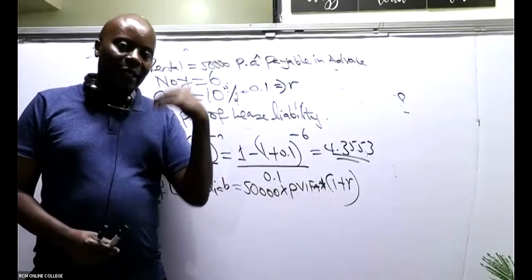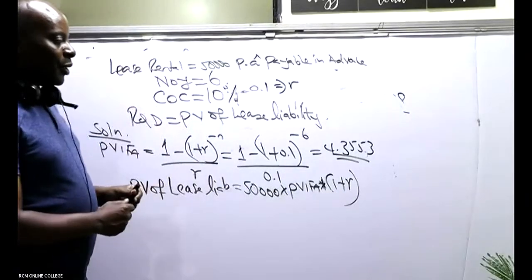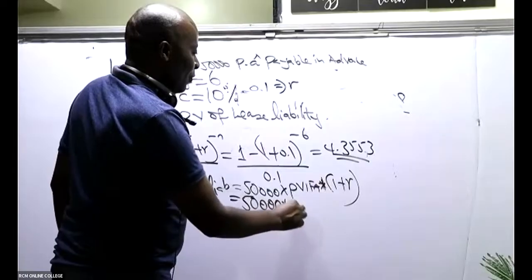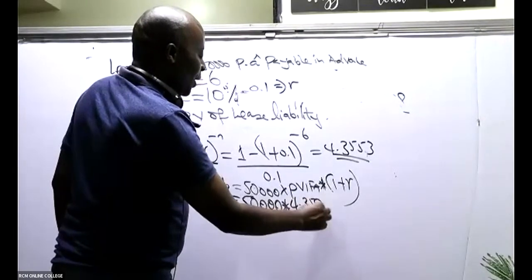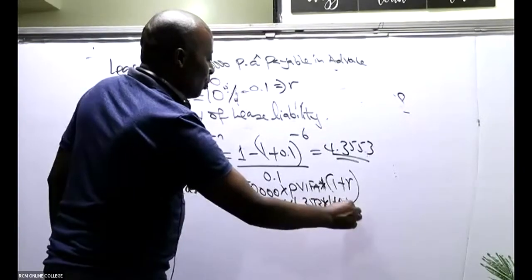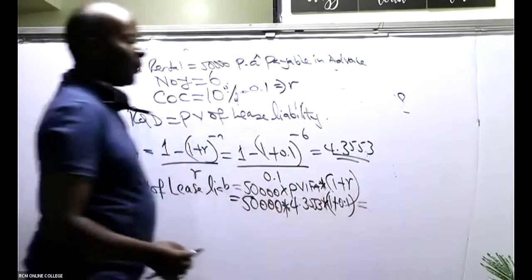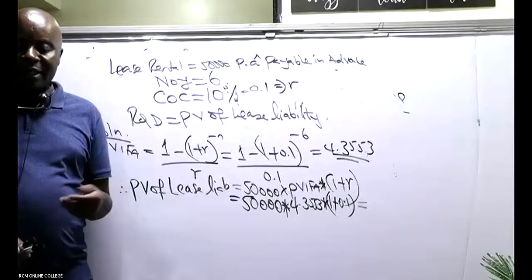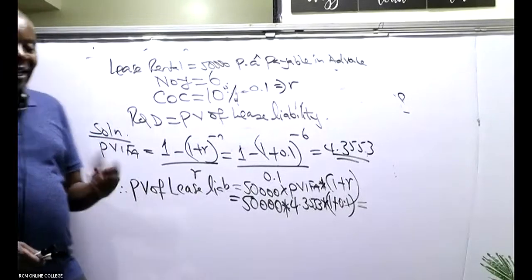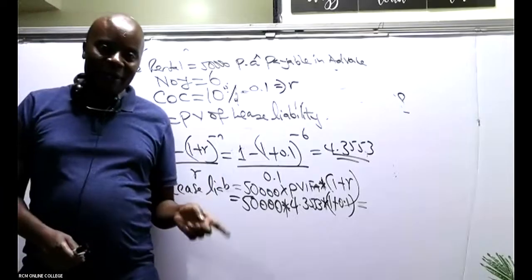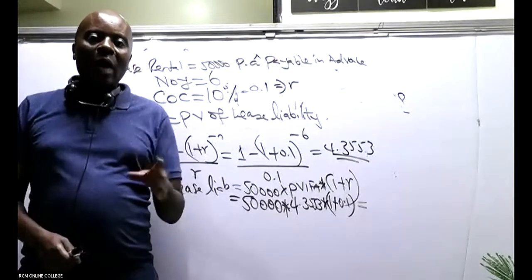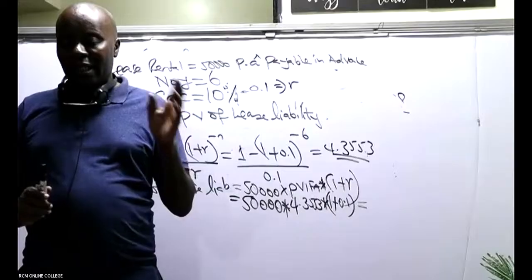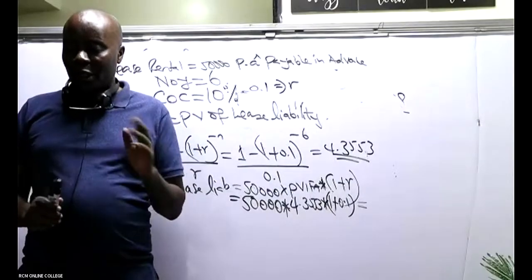Take care of that term which comes up front. So this will be 50,000 times our PV-FA of 4.3553 times 1 plus 0.1. So that 1 plus R stands for what here? The advance payments. If you look at your past papers, the FR and the AFR past papers, you'll see what I'm talking about. When the examiner wants to twist you in these leases questions, they'll always put that concept: this is paid in advance.